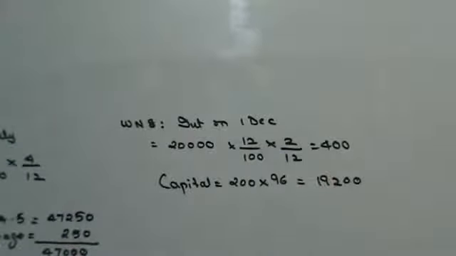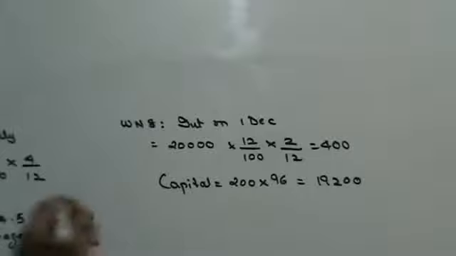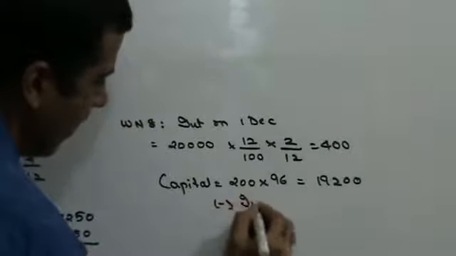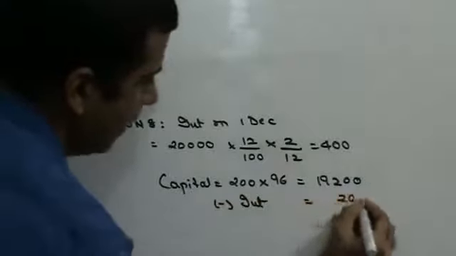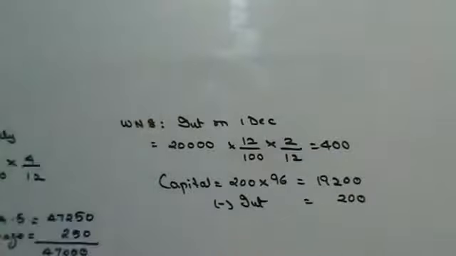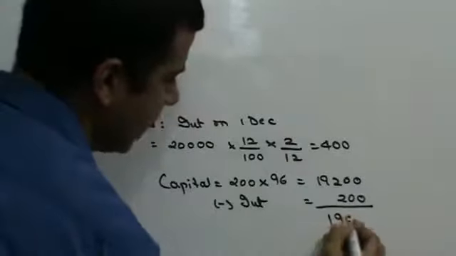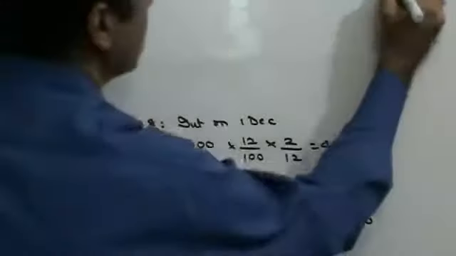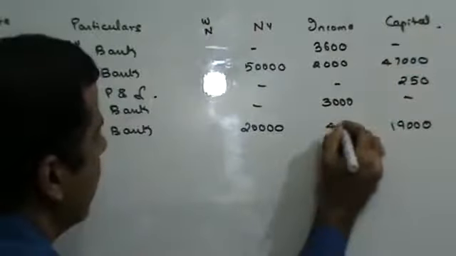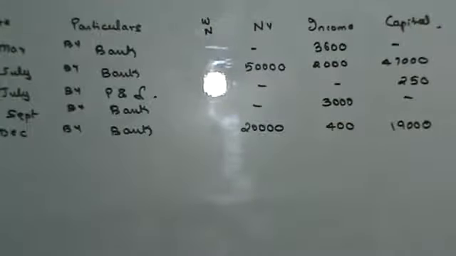19,200. I sold them cum interest. That means I have to deduct the interest payment from here: 200. Is there a brokerage involved in the transaction? No, there is no brokerage involved in this particular transaction. 18,800. This is going to be 19,000. So this is going to be 19,000 and your interest is going to be 400. Interest is going to be 400 and capital value is going to be 19,000.